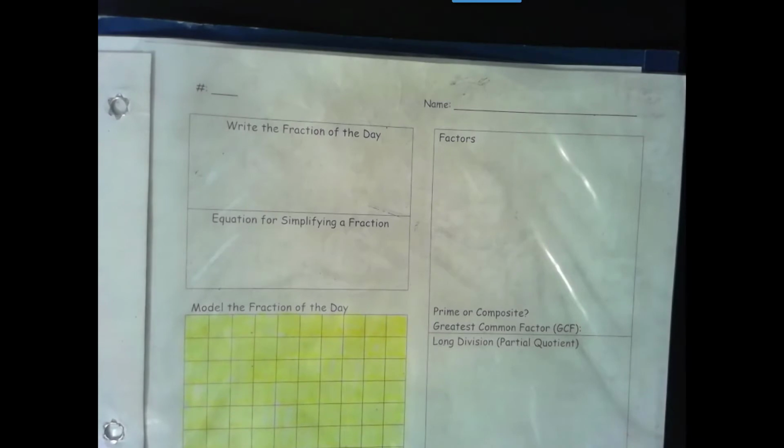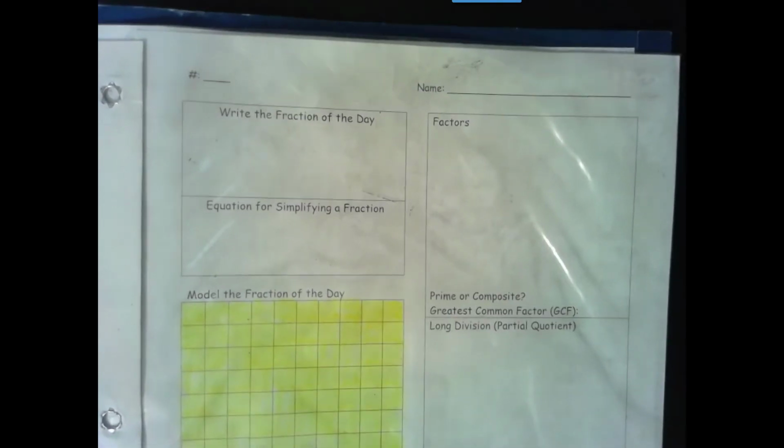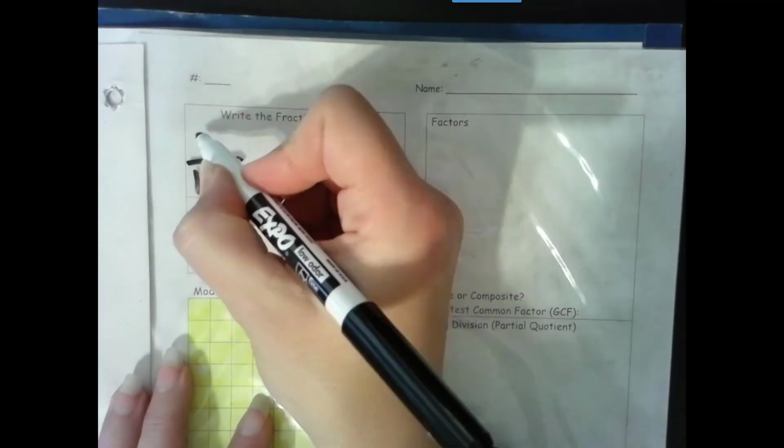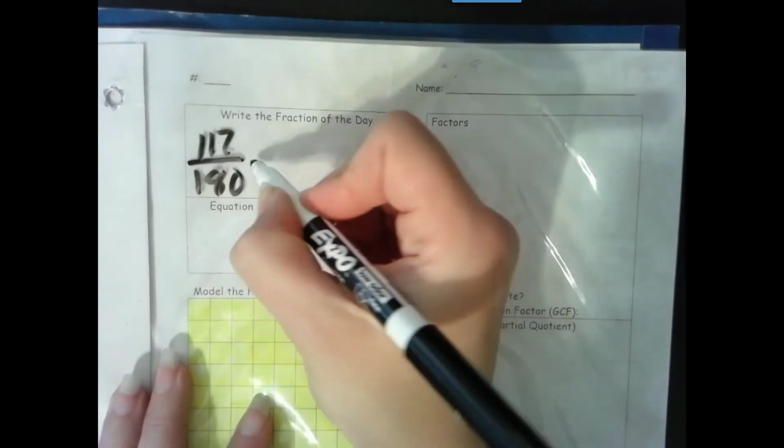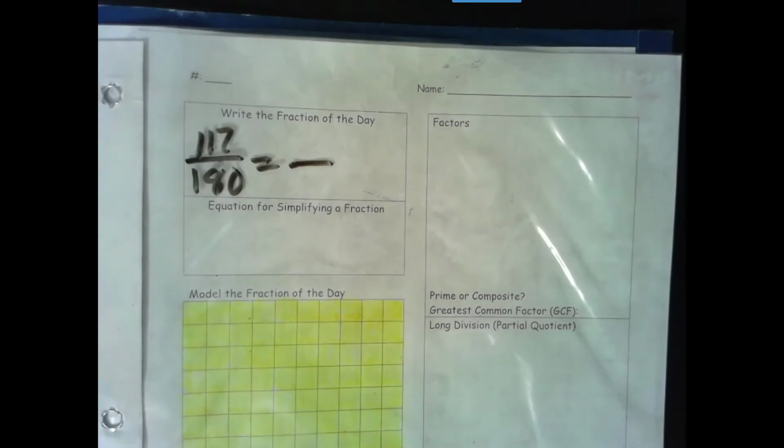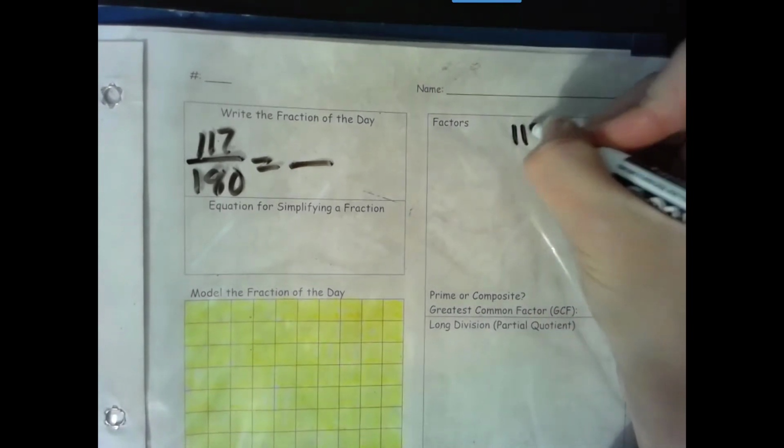Okay, let's go ahead and get down our beginning fraction. We have 180 total school days. We're on day 117. Let's find the factors of our numerator.